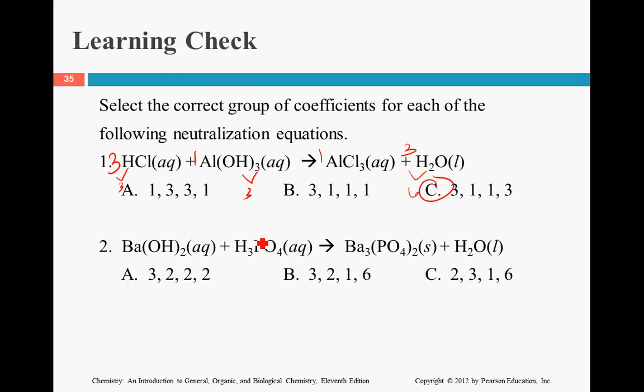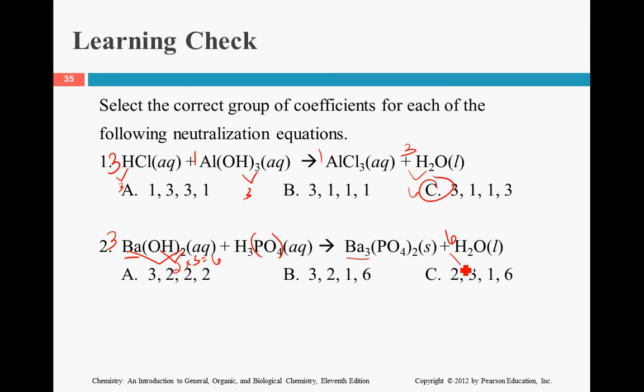Go to the next one. Notice PO4 is a polyatomic ion, so I'm going to immediately put that in parentheses because I see it on both the left and the right hand side. Alright, so let's start from left to right. We have barium, we have 1 there, we have 3 here. So I'm going to multiply that by 3 on the left hand side. Oxygens, I have 2 here, and I have that multiplied by 3. So that means I have 6 total. That means I want 6 over here.